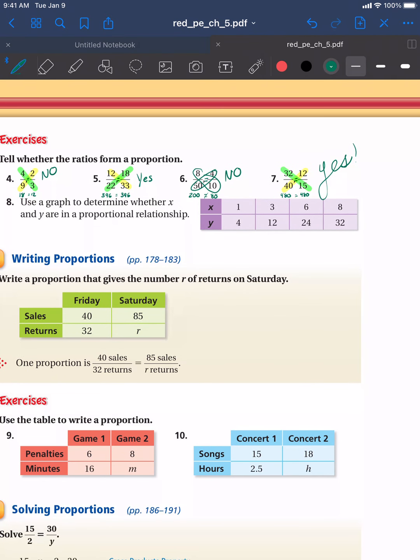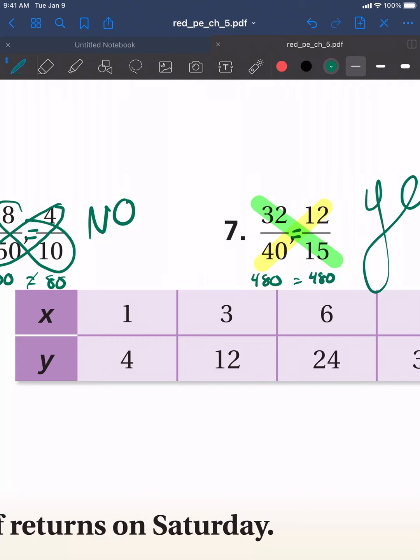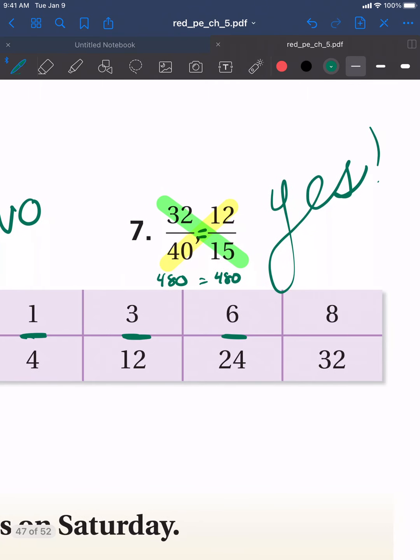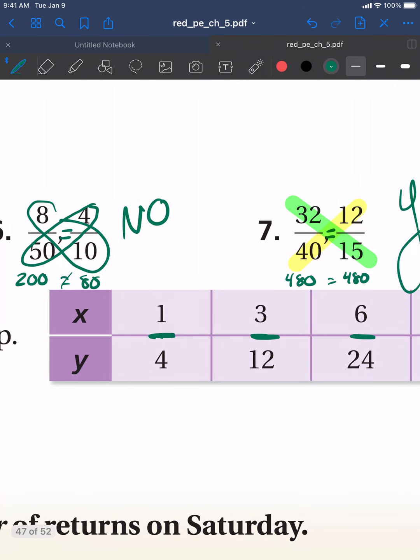Use the graph to determine whether the x and the y relationship are proportional. Hey guys, this is no different than what we just did. Pretend these are all fractions. Gavin is saying, I already can see from the very beginning, 1 times 3 is 3, 4 times 3 is 12. Those two are proportional.